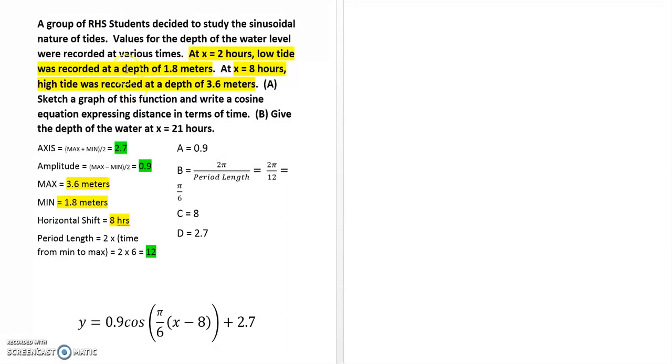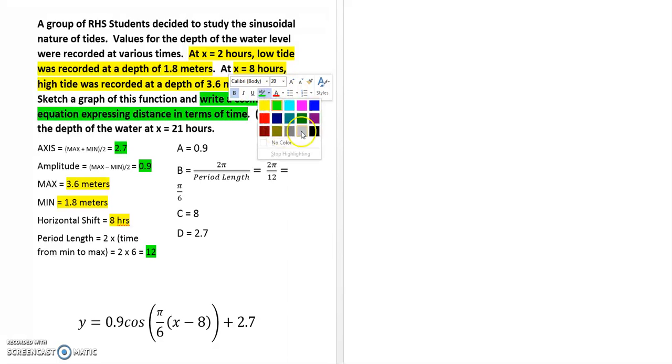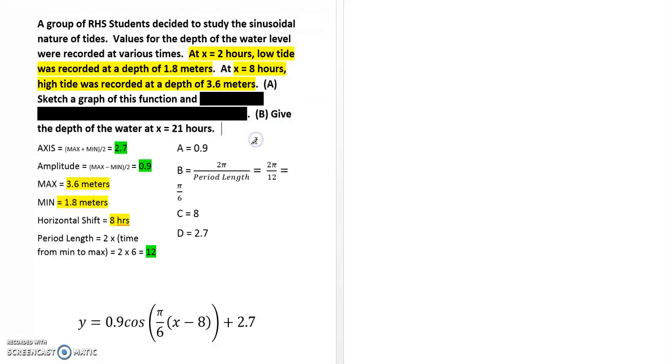So we have our equation, which means we can take this part of our instructions and it's done. So we no longer have to do that part. Now we still have to sketch a graph.